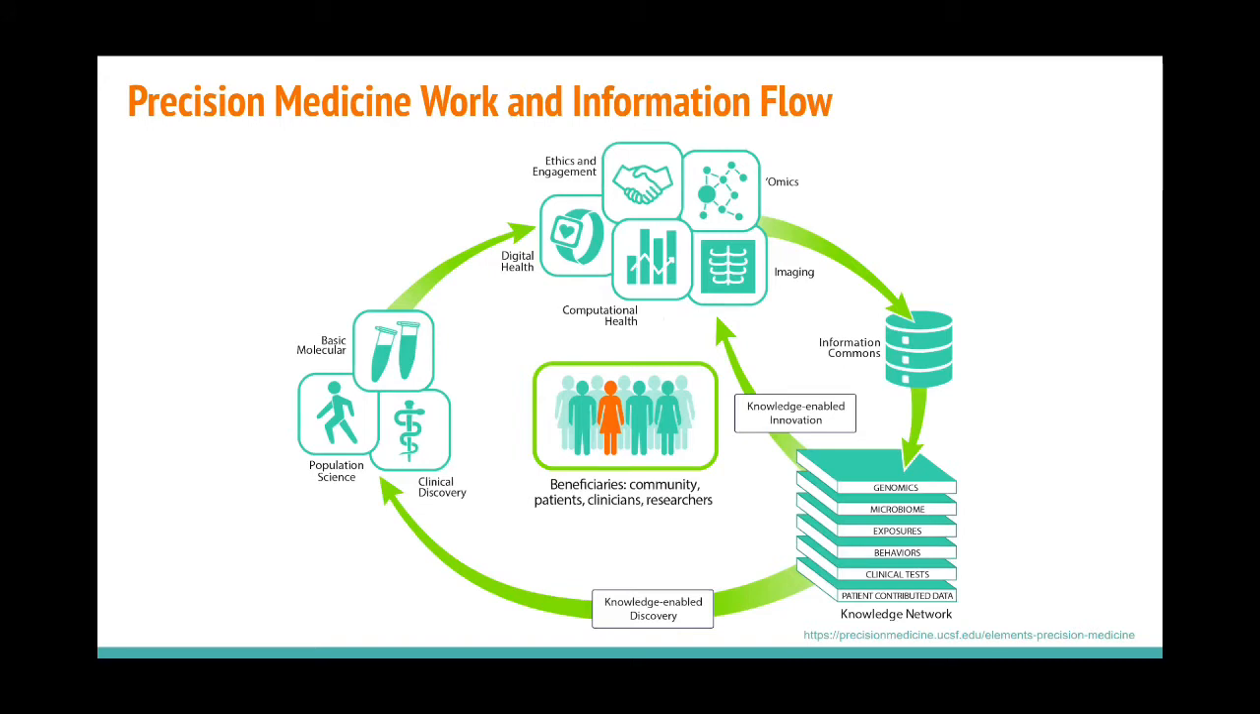Precision medicine requires a focus on multiple aspects of the individual patient and the community. This cycle illustrates the elements of precision medicine and how they flow together. Information can be gathered through population studies, clinical trials, and in labs, and can then be coupled to information from digital health, computational health, and imaging. This can form common information, which leads to an even larger network of information that can lead to more research and more discoveries. Patients, clinicians, researchers, and the whole community benefit from this cycle.